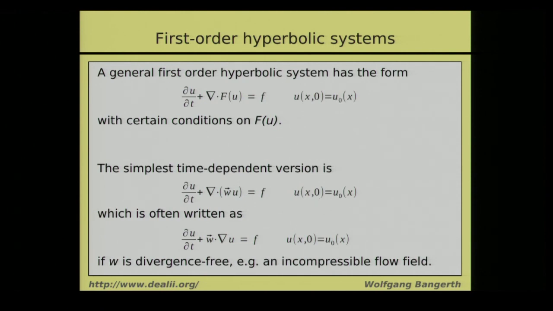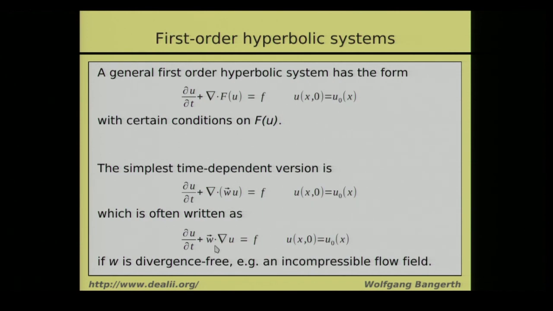One way to write this equation, if this vector field W here, so this W is a function that for every x and every t gives you a vector. If this happens to be divergence free, so if div W is 0, then you can actually pull this out of the derivative here, and you come up with this equation here that you often see in the literature. This is called the conservative form of the equation.